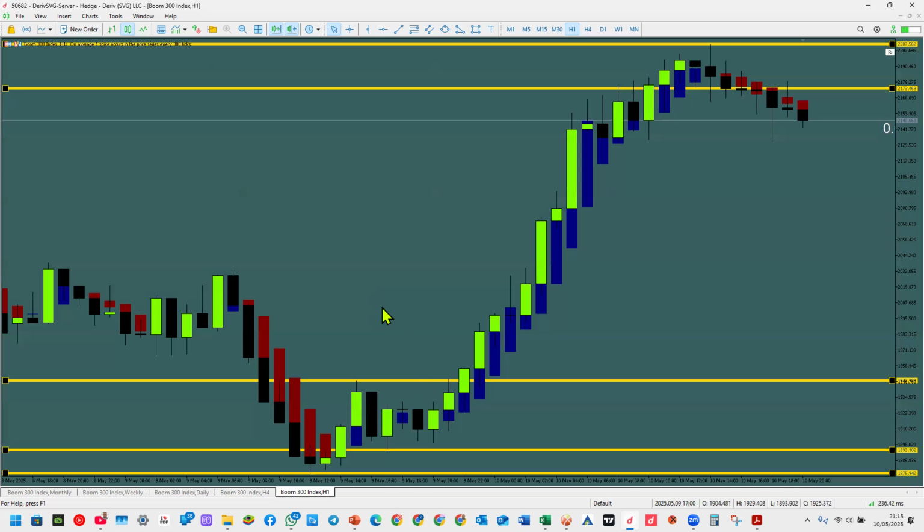So whenever you see a demand zone, it means there are more buyers than sellers in the market. Whenever you see a supply zone, it means there are more sellers than buyers in the market.